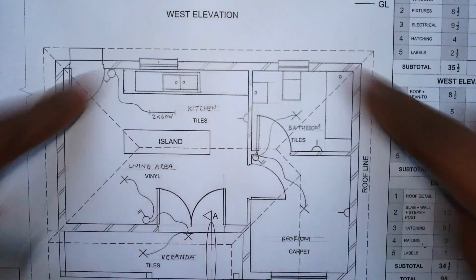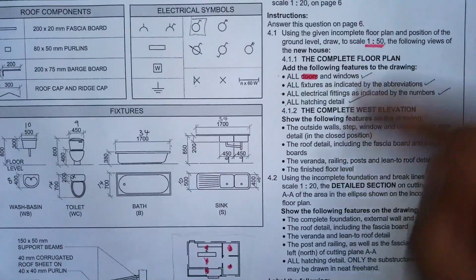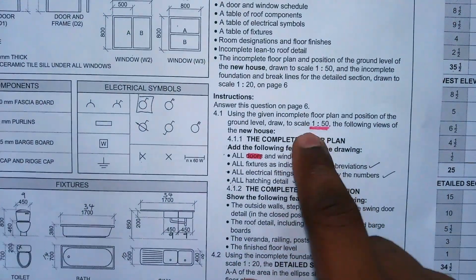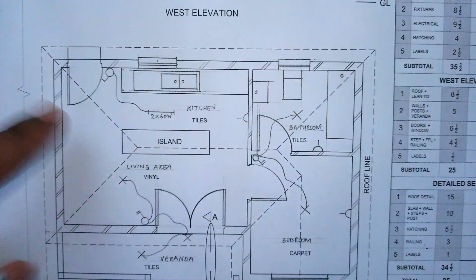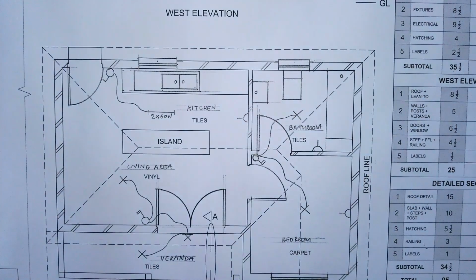All right, why am I using the floor plan? It's because the two drawings have the same scale. They said we must use the same scale, which is scale 1:50. So that's the reason why I'll use this floor plan to project the sections of the building.